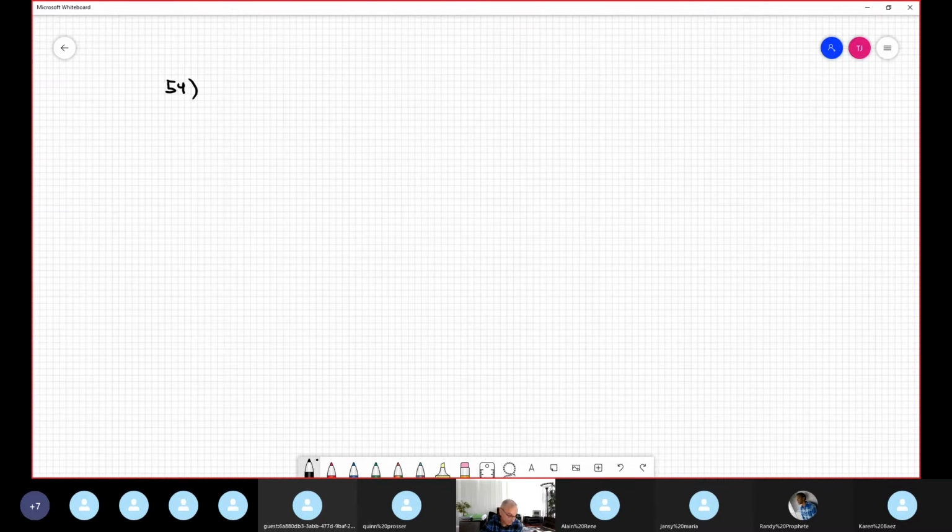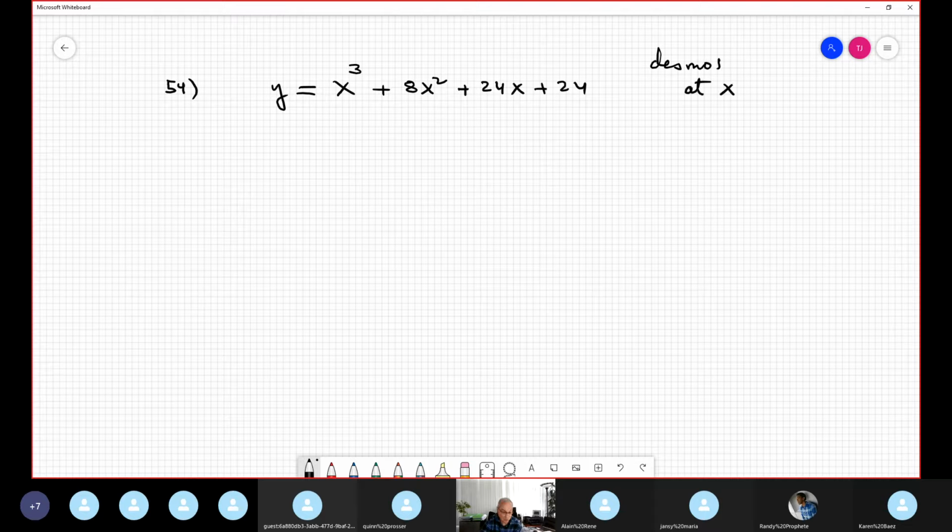Okay, 54 is y equal x cubed plus 8 x squared plus 24x plus 24. Wow. And I saw in Desmos that we have one real zero, which is at x equal -2.